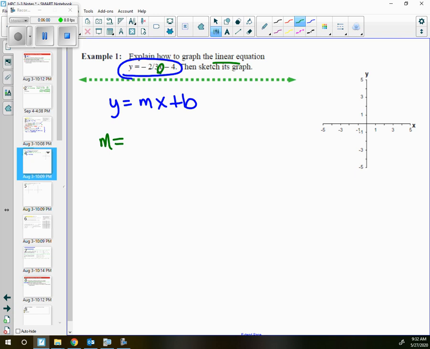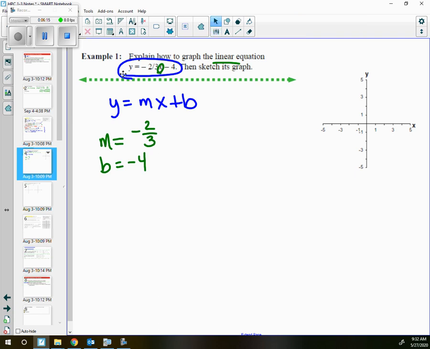Which value represents the slope and the y-intercept? Can you go ahead and pause the video quick and write down what you think the slope and the y-intercept are? Hopefully we're in agreement that whatever's multiplied with the x is the slope, so negative 2/3, and then our b value is negative 4.